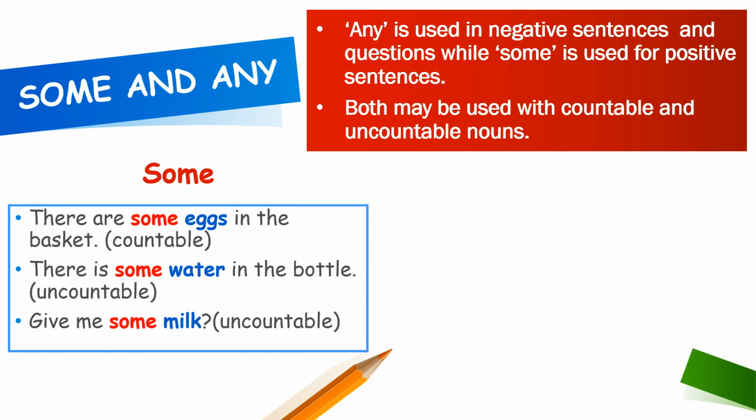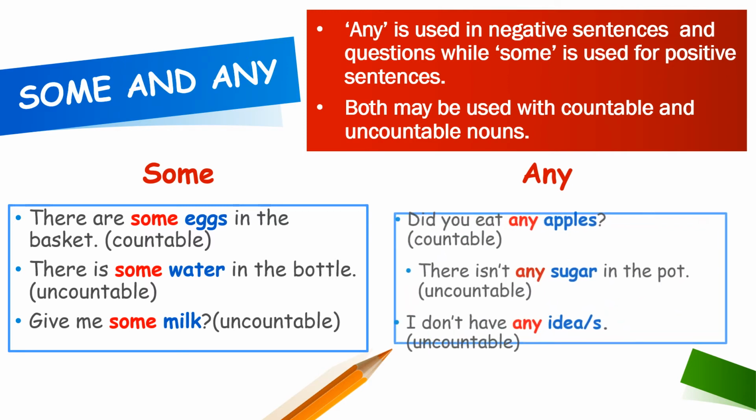So it's countable. There is some water in the bottle. We cannot count the water, so it comes under the category uncountable noun. Give me some milk. Again, this one is uncountable because we cannot count the milk.